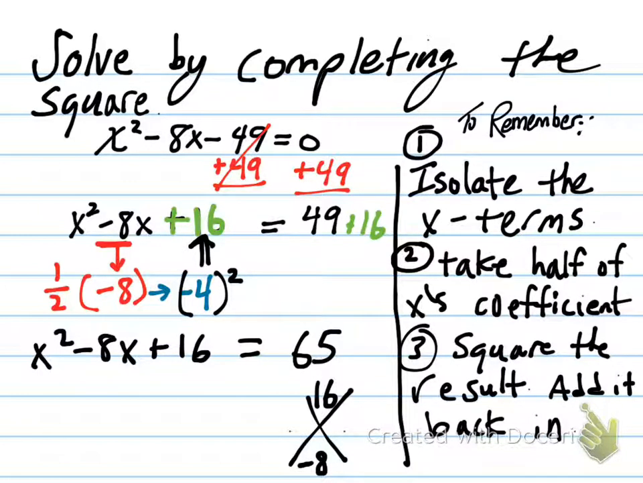1 and 16, no good. Well, what about 4 and 4? 4 times 4 is certainly 16, but 4 plus 4 is not negative 8, it's just 8. What if I make them both negative? Don't negative 4 and negative 4 give me 16? And doesn't negative 4 minus 4 give me negative 8? So now I know how to factor this thing.